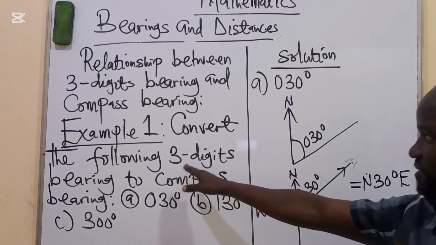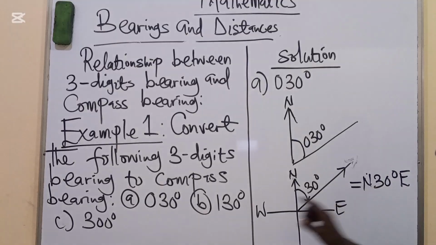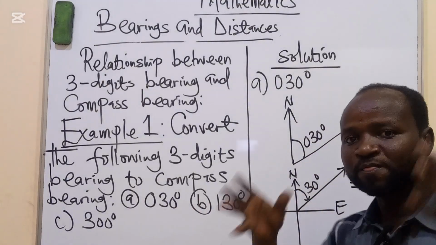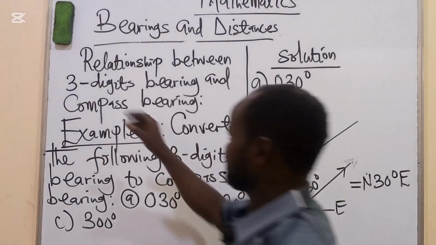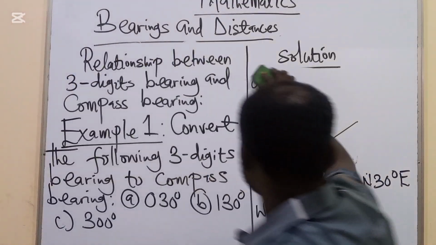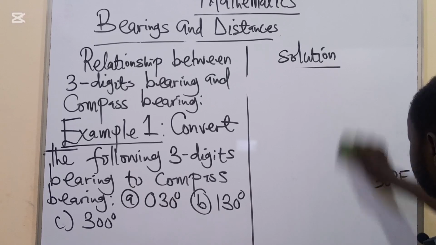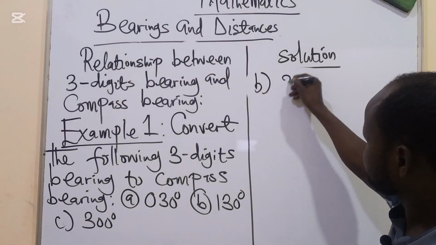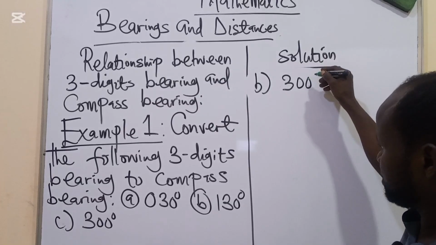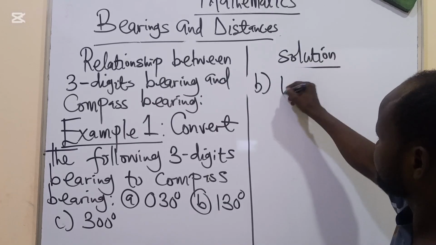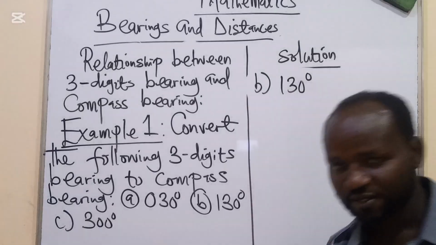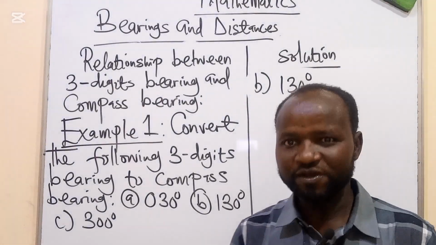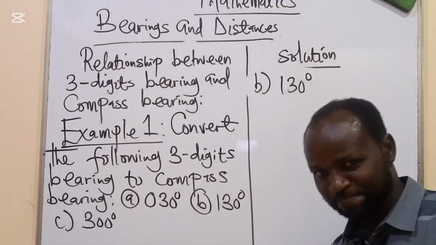We are asked to convert the following three-digit bearing to compass bearing. So in other words, 030 degrees is the same as 30 degrees northeast. Very important. Permit me to clean this A so that we can move to B. B, we have 130 degrees. Let's represent this on cardinal points to find the equivalent compass bearing.